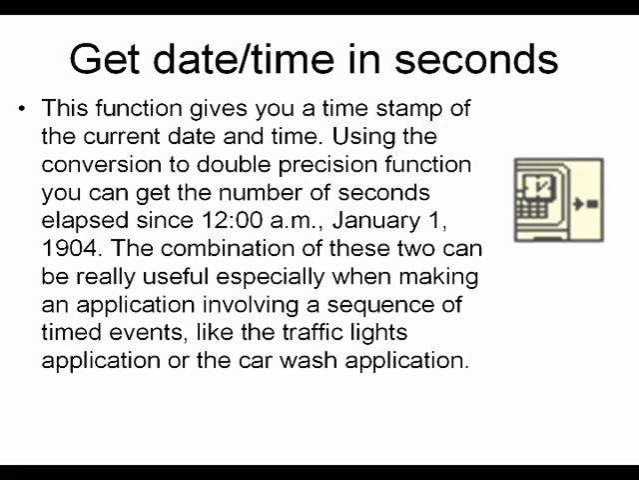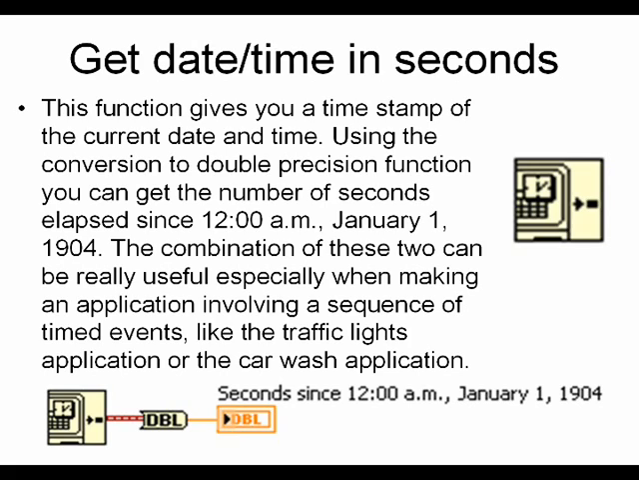Now we will talk about some other functions, such as the Get Date/Time in Seconds function. This function gives you a timestamp of the current date and time. Using the conversion to double precision function, you can get the number of seconds elapsed since 12 a.m. of January 1st, 1904. The combination of these two can be really useful, especially when making an application involving a sequence of time events, like the traffic lights application or the car wash application. This is really useful mostly when using the state machine architecture. We will talk about these kinds of VIs later on in another tutorial.